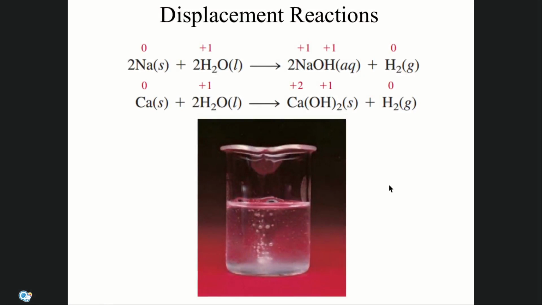In a displacement reaction, an ion or atom in a compound is replaced by an ion or atom of another element. All alkali metals and some alkaline earth metals, which are the most reactive of the metallic elements, will displace hydrogen from cold water. For example, in this reaction you can see sodium reacting with water. Products will be hydrogen and sodium hydroxide, and similarly the same reaction with water with calcium.